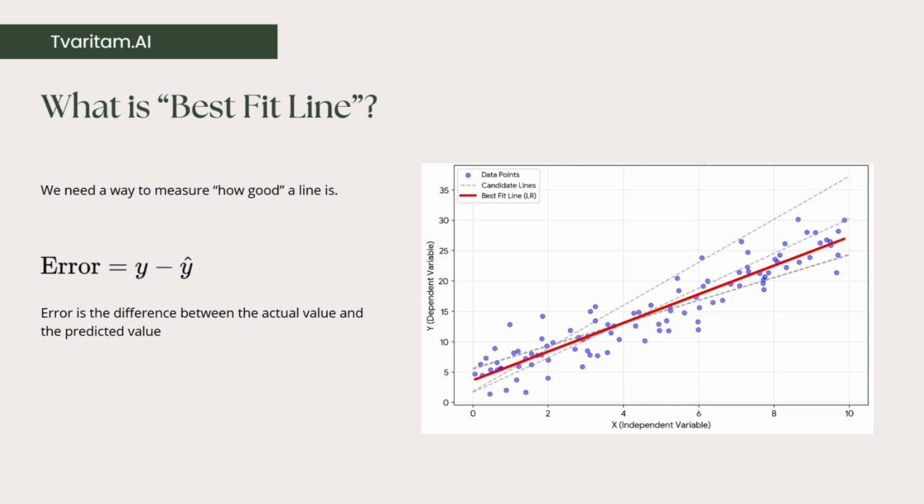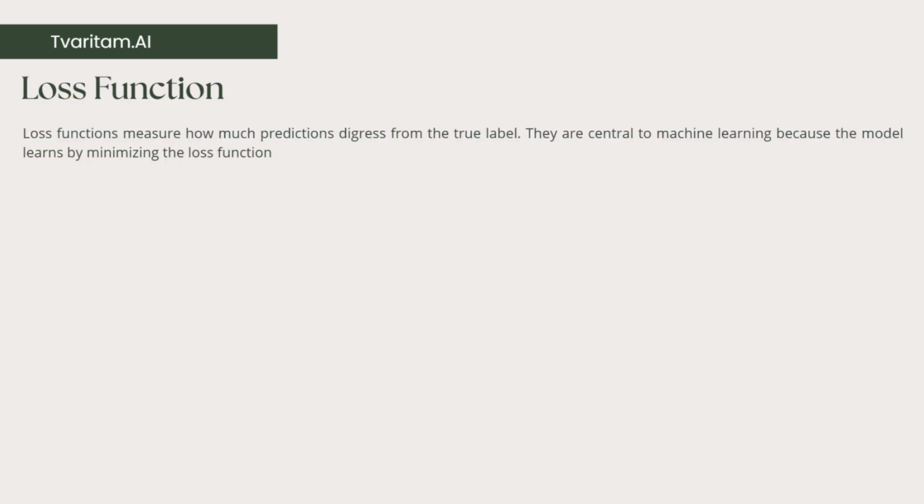Error is simply the difference between the actual value and the predicted value. To measure this error, we use a loss function. The loss function quantifies the error between predictions and reality, which guides the model to minimize this value to improve its overall performance. One of the most common loss functions for linear regression is mean squared error.